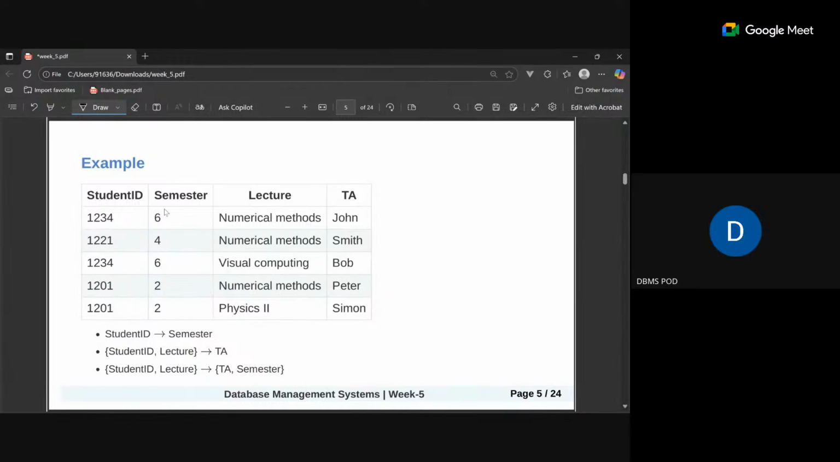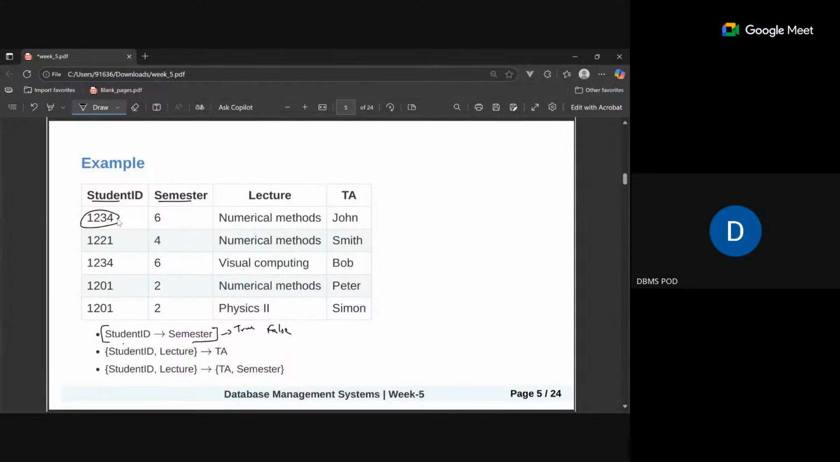Okay. So taking this, how to check whether this dependency is true or false? How can I check this is true or false? If we change the student ID, semester should also change. Not, I'll say, an easy way. This is student ID, this is semester. First, let's take the left side, which is student ID.